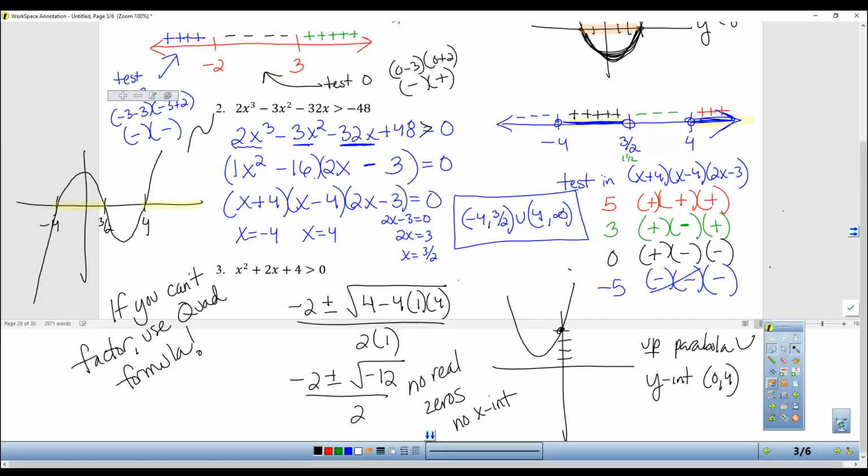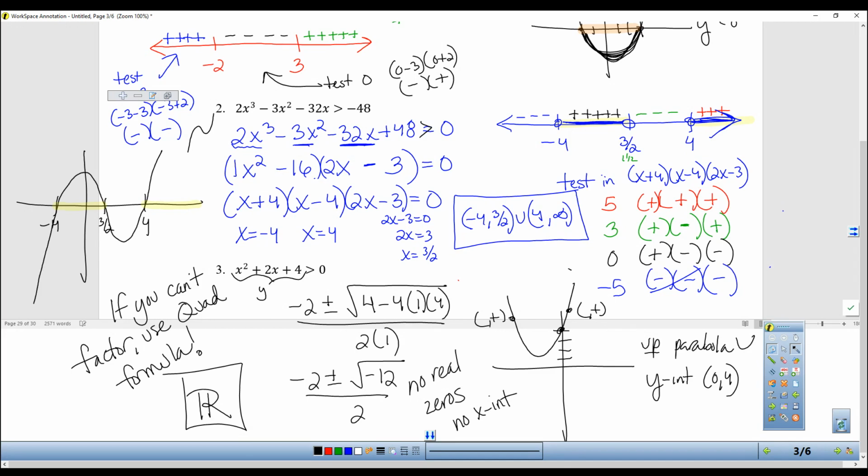So when is this parabola greater than 0? Like if this is y is equal to x squared plus 2x plus 4, every single one of these points has a y value that's greater than 0. Every single one of these. The y value is never negative. So the answer is all real numbers. And that's why I keep teaching the graph also, because in the end, it just makes the most sense.